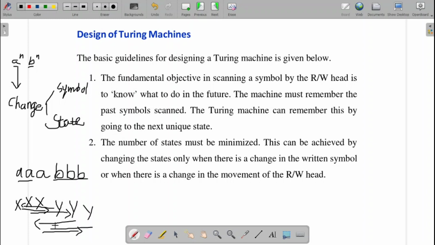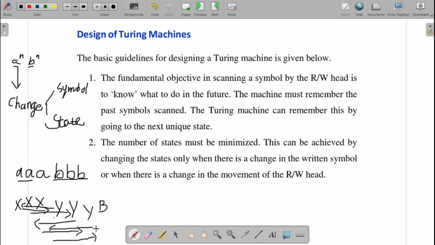Again I will go back, but I won't find any a. That means all the b's are also finished. If all the b's are finished, I will get only Y's, and next to that will be the blank. If I am able to get my blank, then I will go to the final state. So this is how we generally design the Turing machine with these two things in mind.